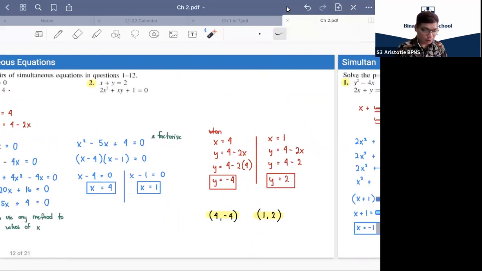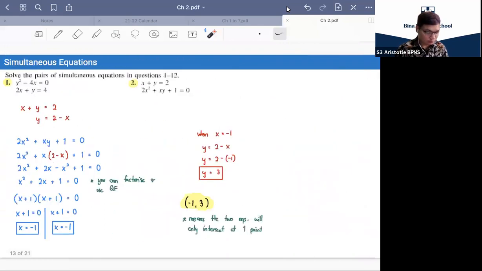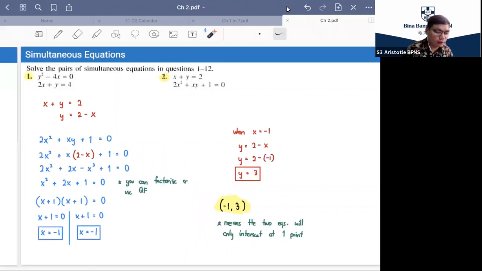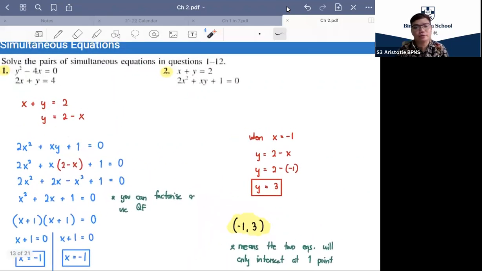All right, now let's go to number 2. Okay, now for number 2, of course, it looks more complicated, right? So again, the first step is you need to choose the linear equation first. So which is the linear equation here? Of course, it's the first one, because it doesn't have any indices, right?